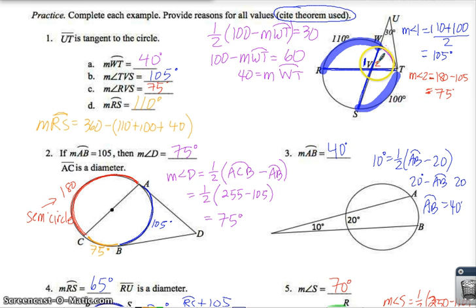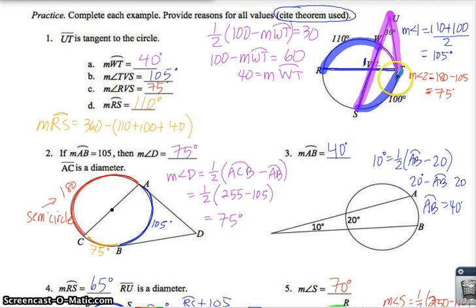So, sorry, that was to get my RVS. Then I had to find the arc of WT right here. So what did I do? Well, I had to use the half 100 minus WT. Now, why did I do that? Because this time, sorry, I'm going to start getting messy here. This time you have a secant and a tangent.